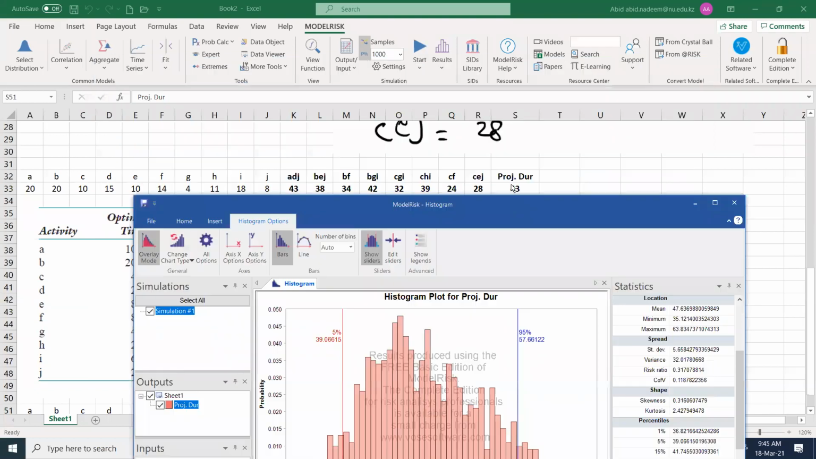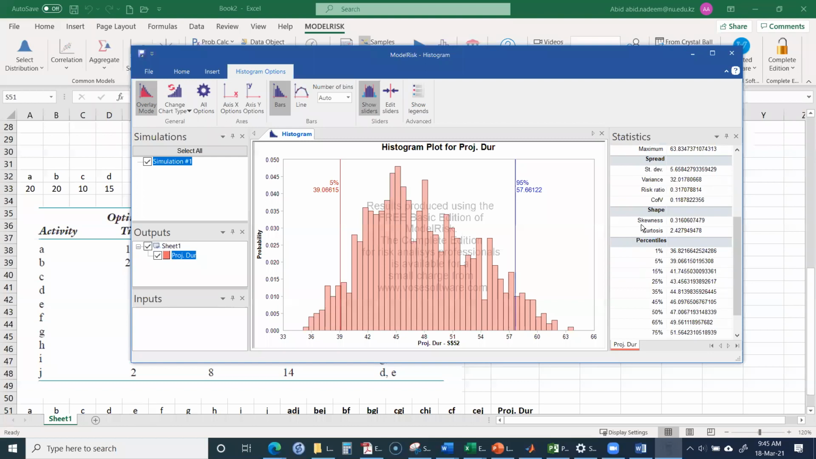So therefore, most likely, that means most likely the project will finish in more than 47 days. Okay, because this is the 50%. That is more than 50%, about 57% of the time, the project will finish in more than 47 days, 47.006.